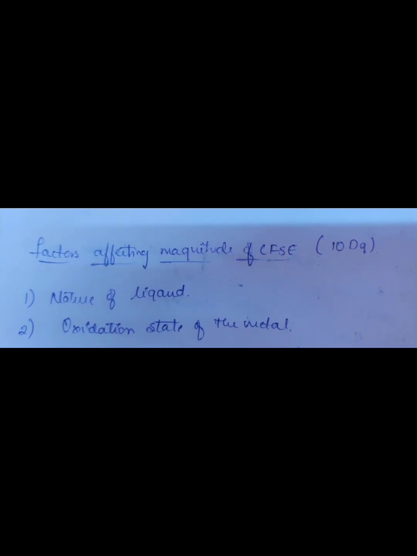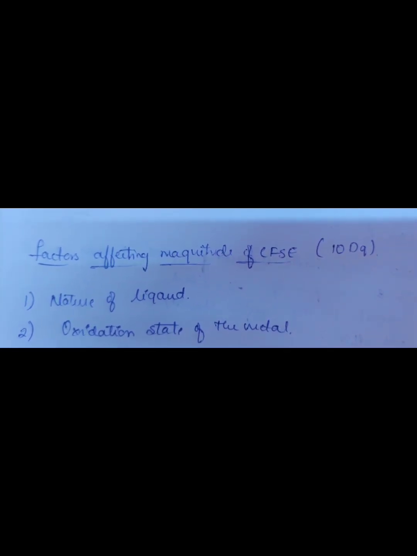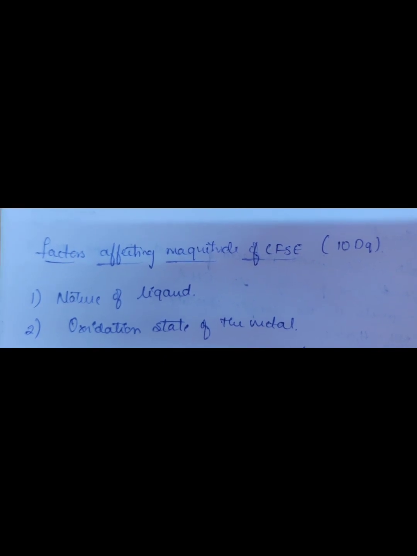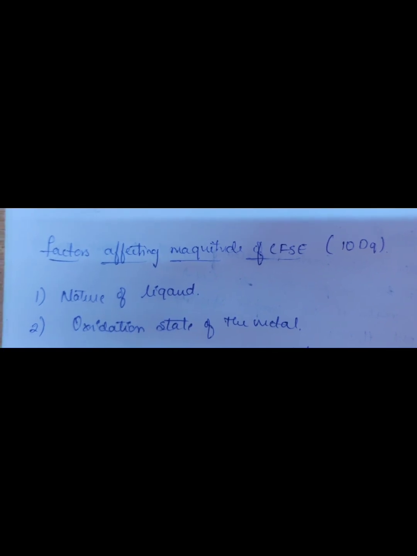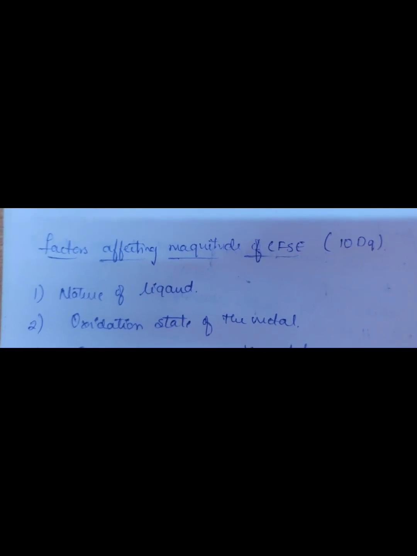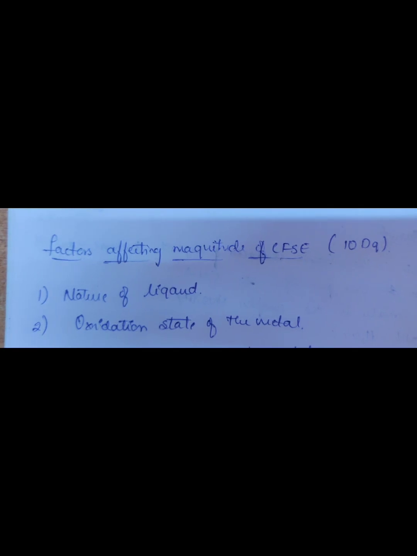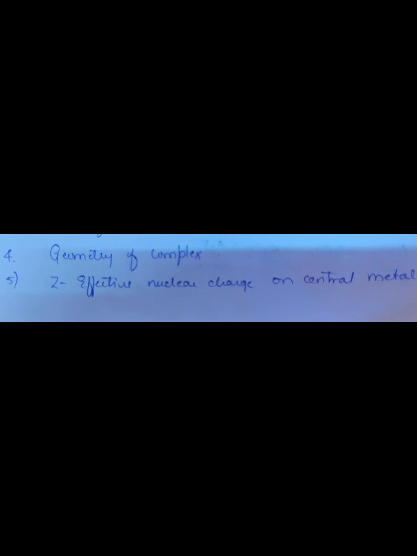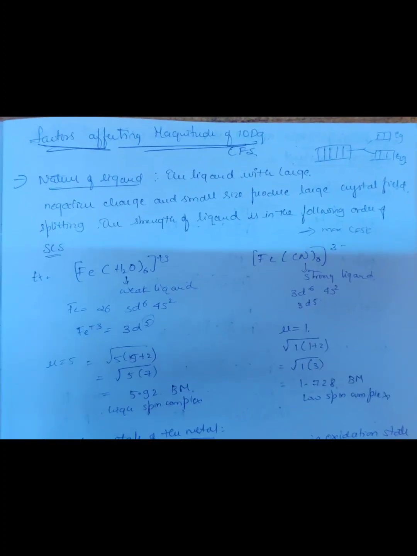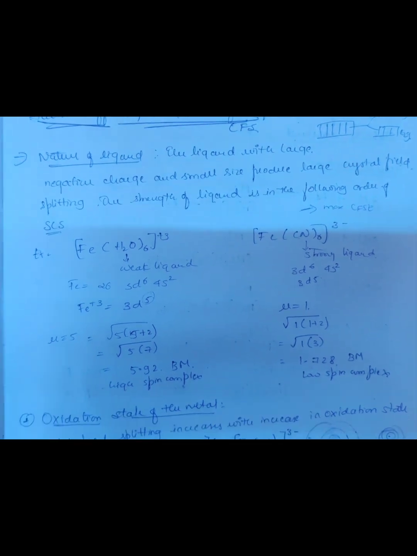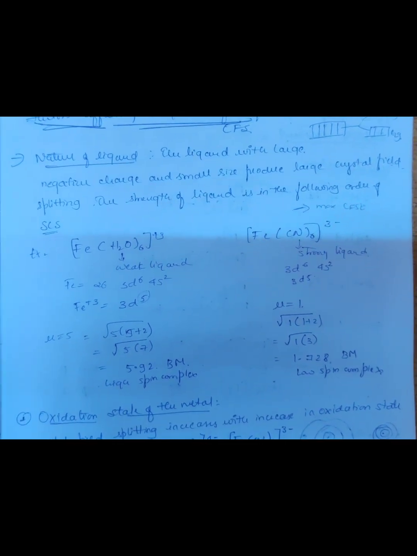Hi everyone. Today we will discuss the topic factors affecting the magnitude of 10 Dq, or factors affecting the magnitude of crystal field stabilization energy. The factors are mainly the nature of the ligand, oxidation state of the metal, size of the d orbitals, geometry of the complex, and the last one is Z effective nuclear charge on the central metal atom. Here we will discuss the factors one by one.